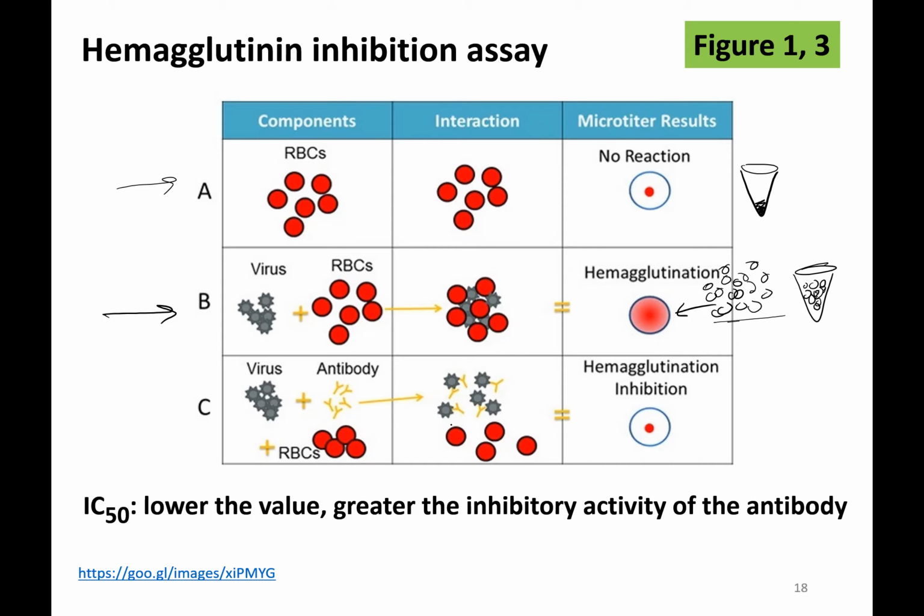And if you have, okay, so let me back up. So what we're doing here is we're seeing how much virus was produced. How much clumping do we get? And we figure that out through dilutions.